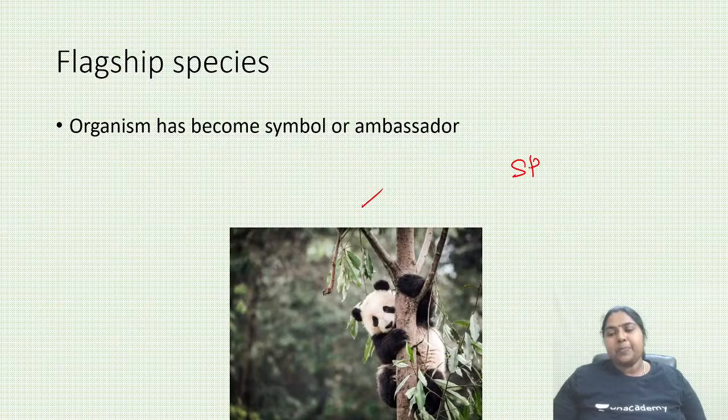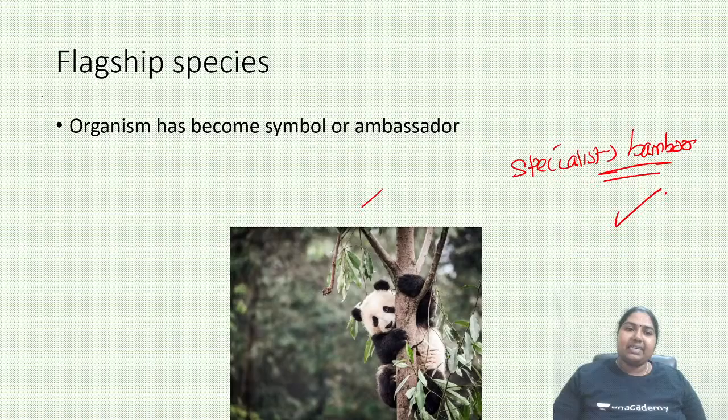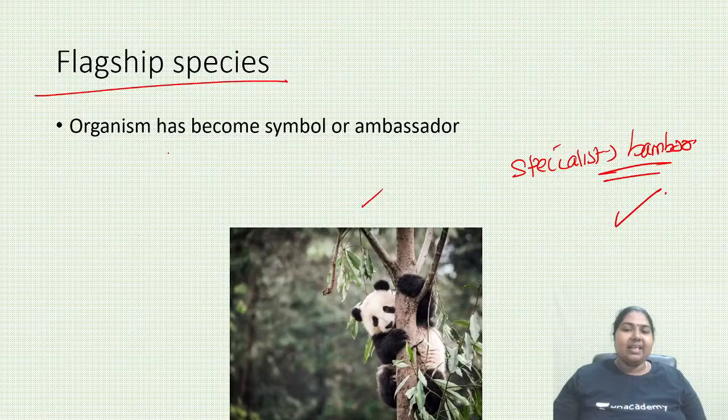It is a specialist because it eats only bamboo, isn't it? So this comes under the specialist also, correct. Many species are overlapping. One is specialist, and the other is flagship species. So why is it flagship? Because when you see something, you recollect it. So that is what is called an ambassador.